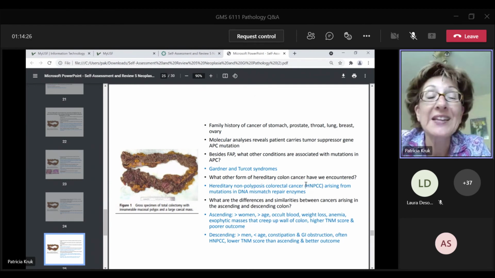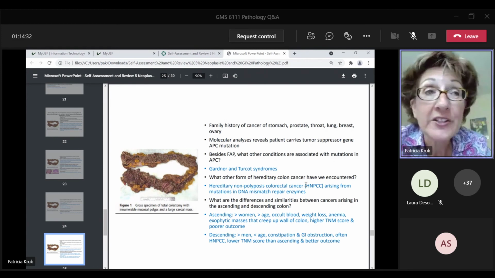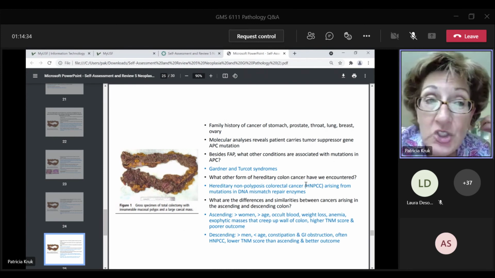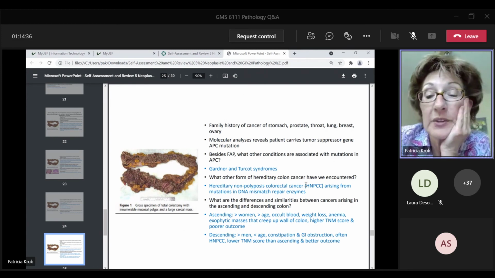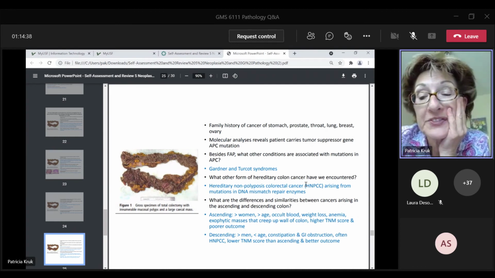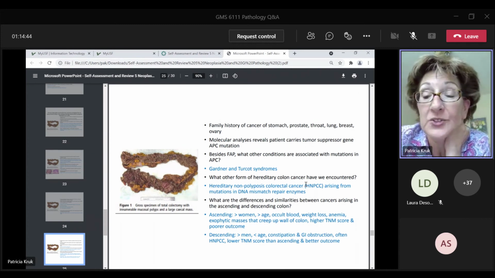So in those patients, they don't show up with thousands of polyps. They just get a high risk for a solitary colon cancer to just show up de novo.